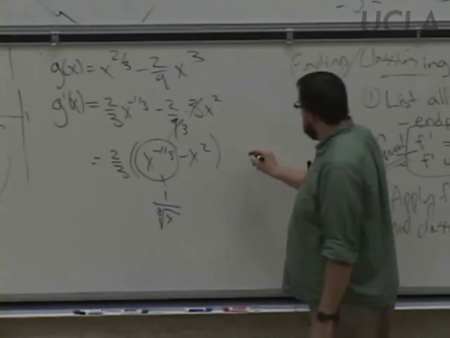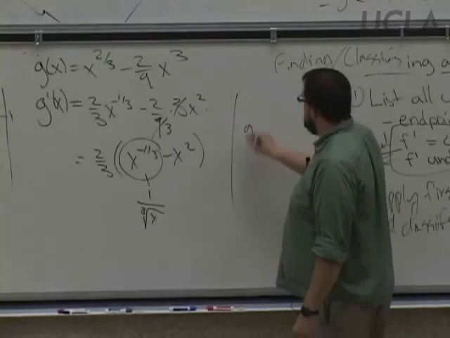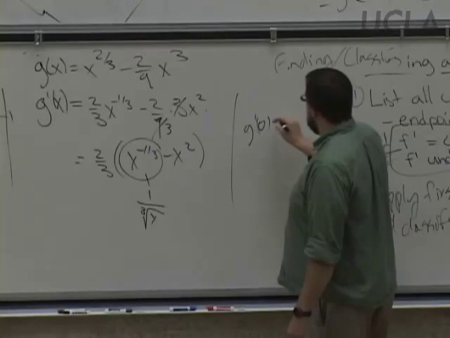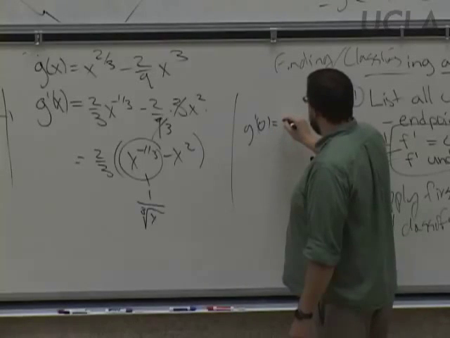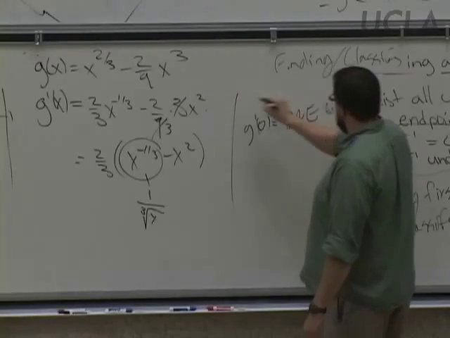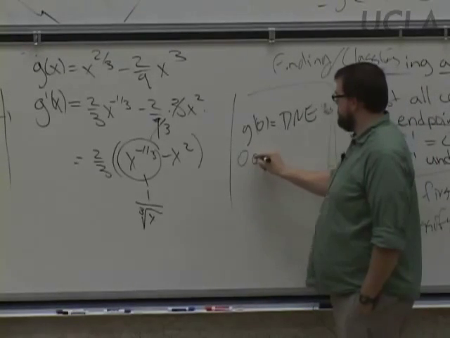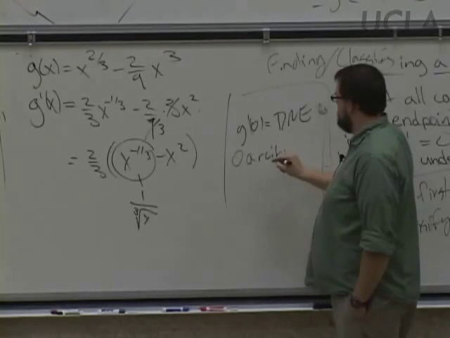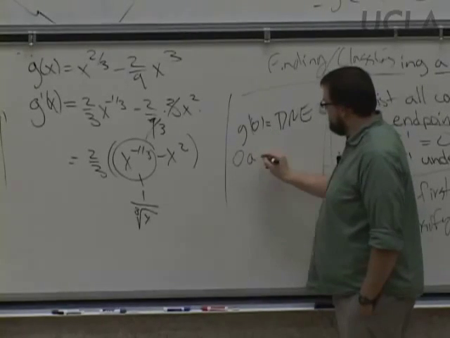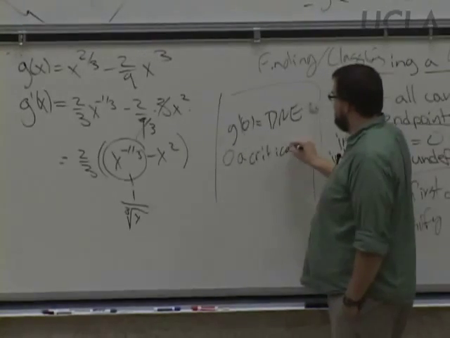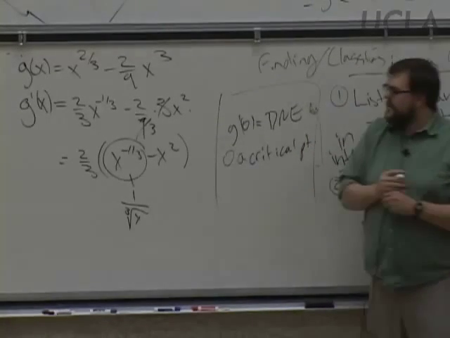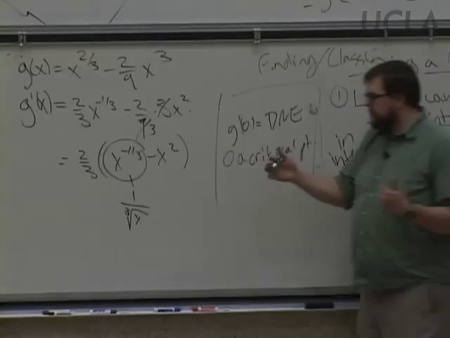Okay, so where do we write this? g prime of 0 is undefined. Okay, so 0 is a critical point. All right, so here's one of those cases when we have the derivative as being undefined.